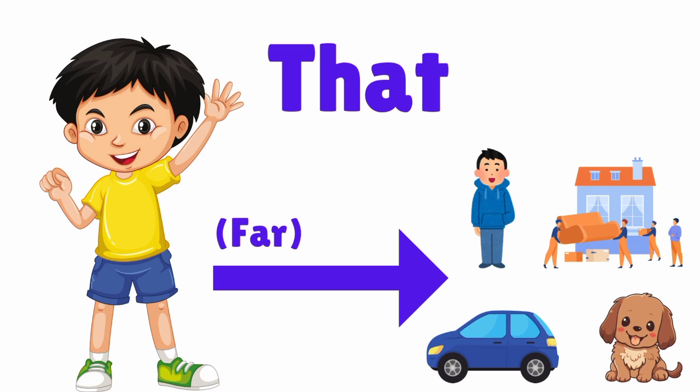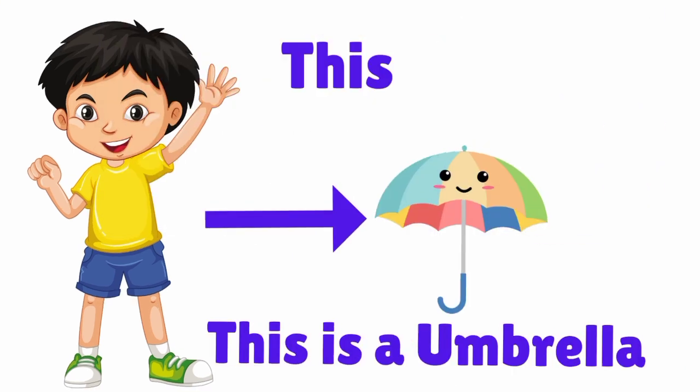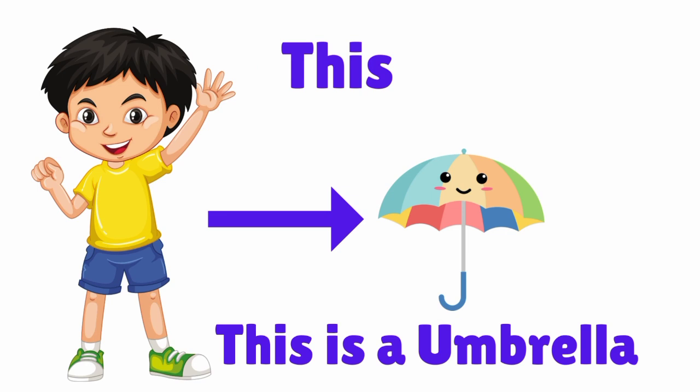Now let's understand this better with the help of an example. This is an umbrella. Here we used the word this because in this picture, umbrella is near to the boy. So this is an umbrella.